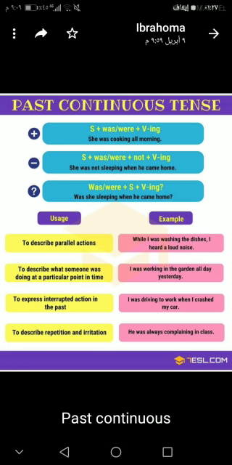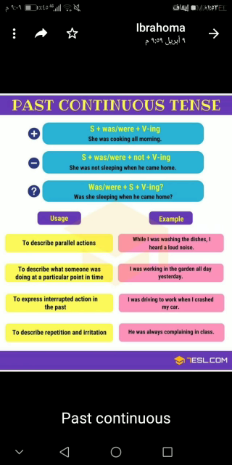We have also the negative form of the past continuous: subject plus was or were plus not plus verb plus ing. It becomes: she was not sleeping when he came home. We have she as the subject of the sentence. Was here is used in the negative form: was not plus the main verb sleep plus ing, because it's preceded by was not.